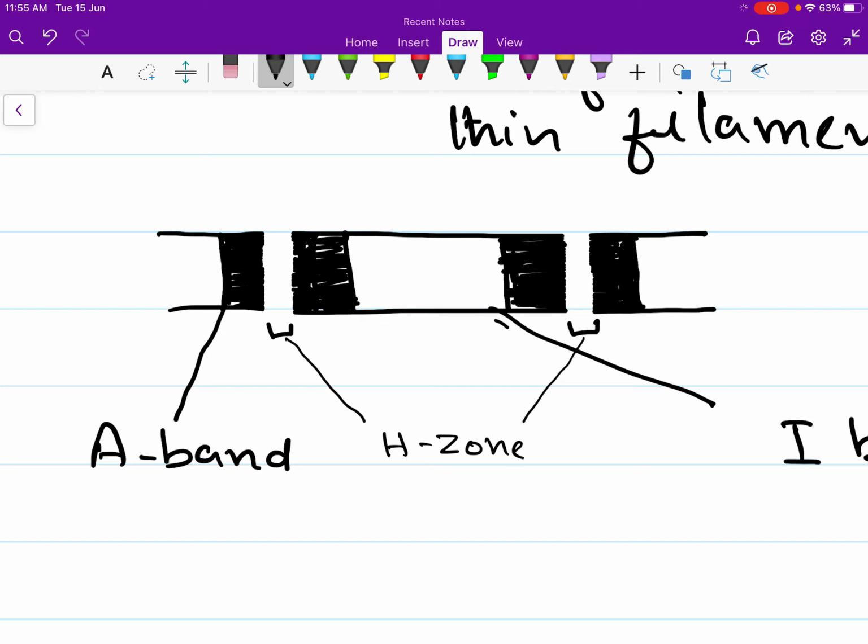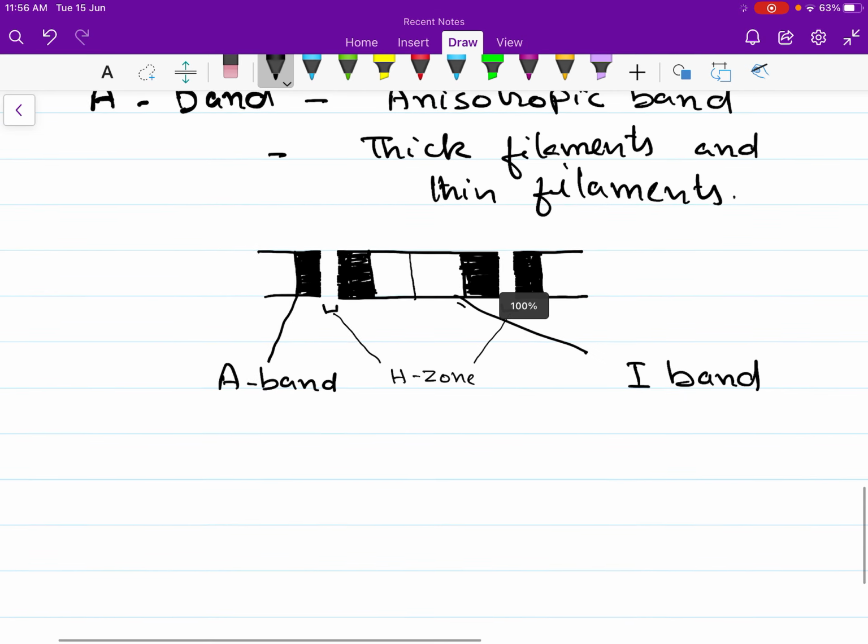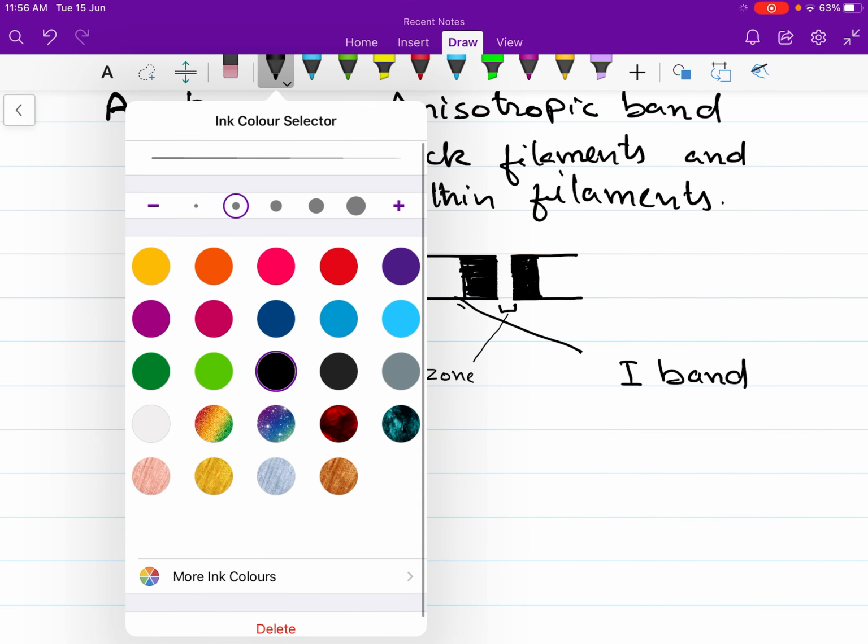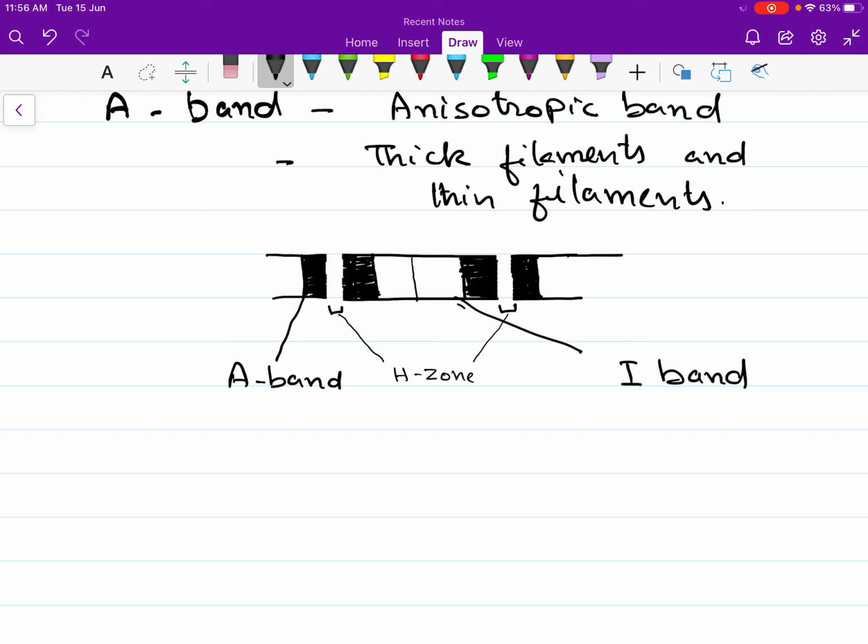Similarly, in the middle of each I band will be a dark line. In other words, each I band will be bisected by a line. That line is called the Z line. Here we will see that the middle of each I band is bisected by a line. This line is called the Z line.